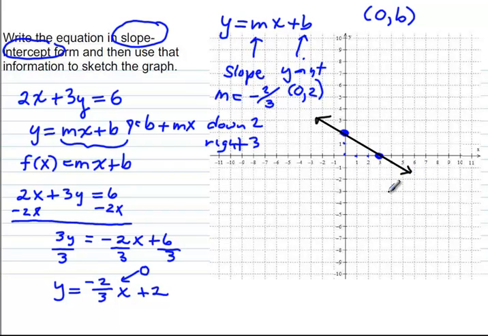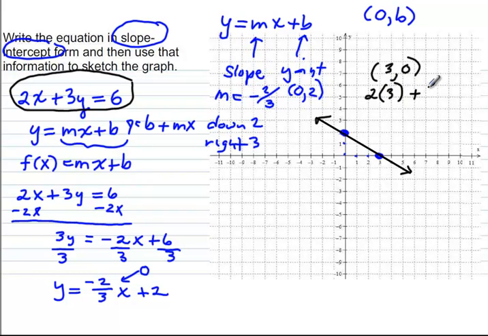Now you might want to just double check to make sure you have the right line, and so we're saying here that it goes through 3, 0. So if the line in fact goes through 3, 0, we can take the original equation and just make sure it works in there. 2 times 3 plus 3 times 0 is supposed to come out to be 6, and in fact it does, because that's a 0, and 2 times 3 is 6. So we know that this point works.